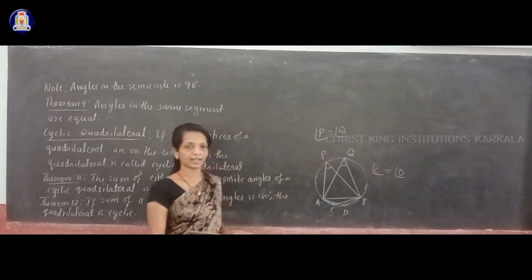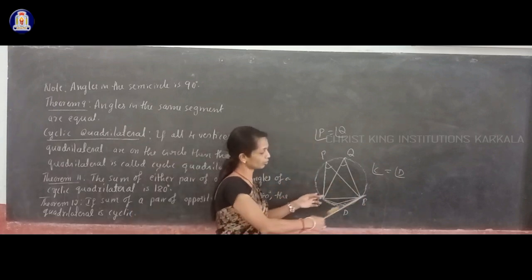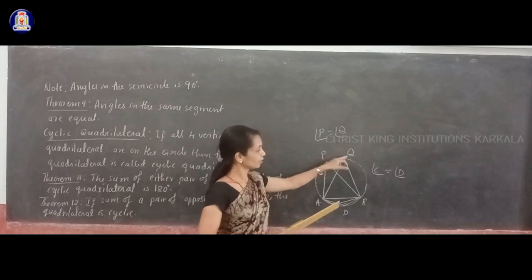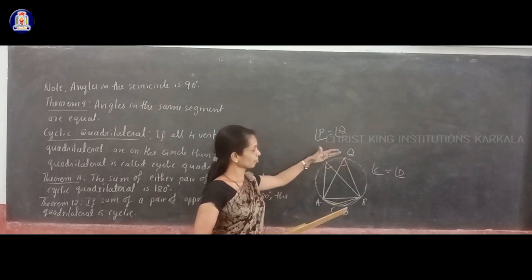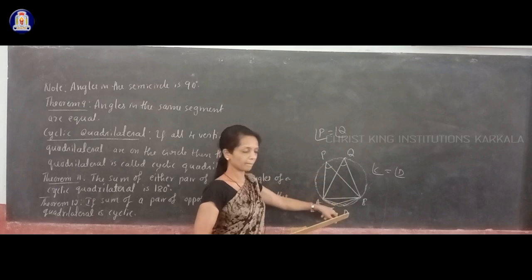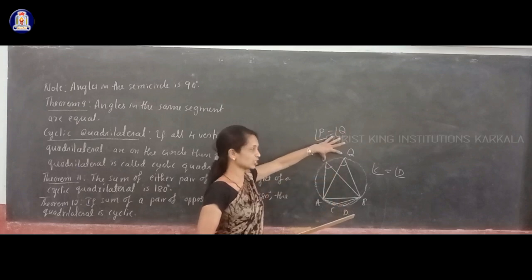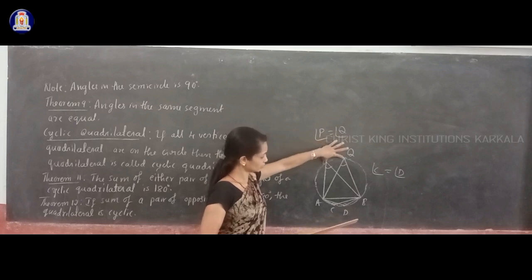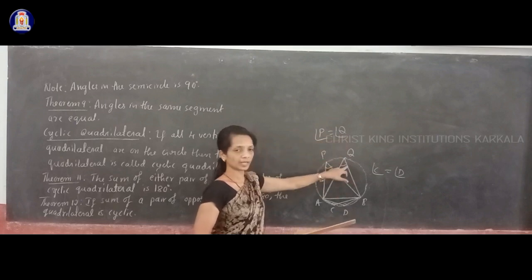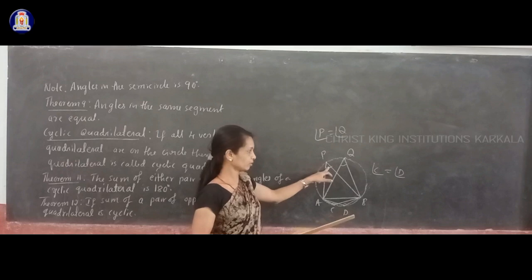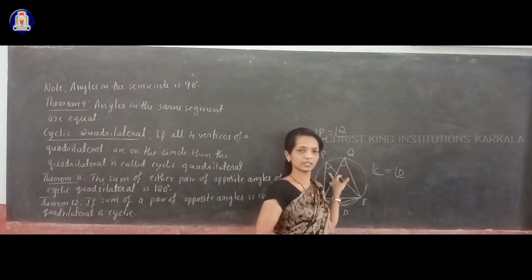You can do one activity: draw one circle and one chord, and take any two points, either in the major segment or in the minor segment. Take two points on the major arc and join them with A and B, then you will get angle Q and angle P. Measure those two angles, and they measure the same.